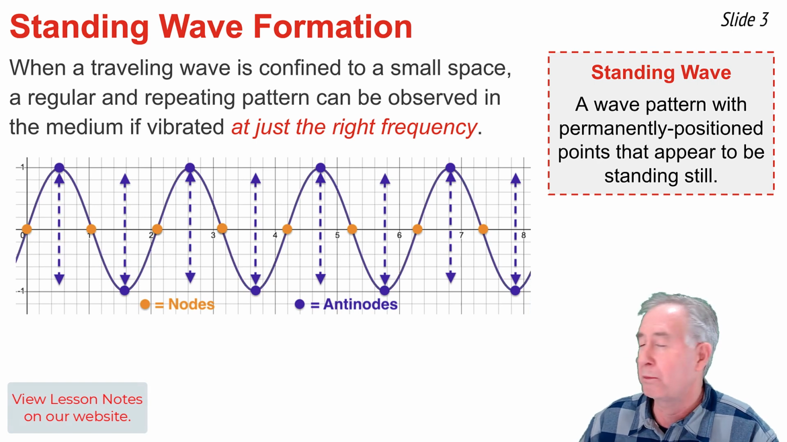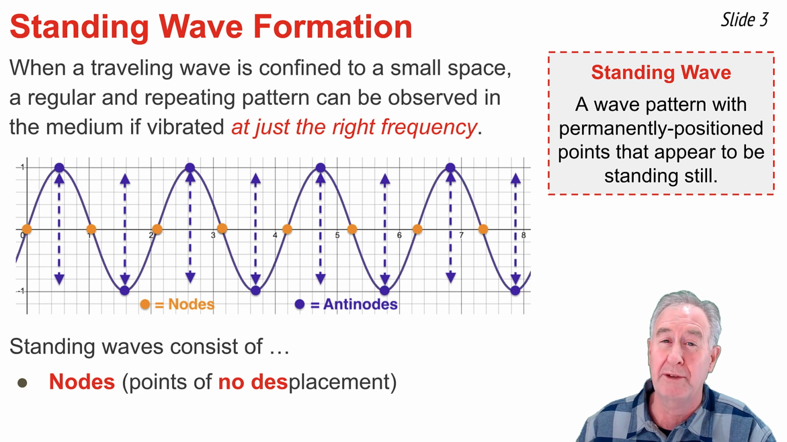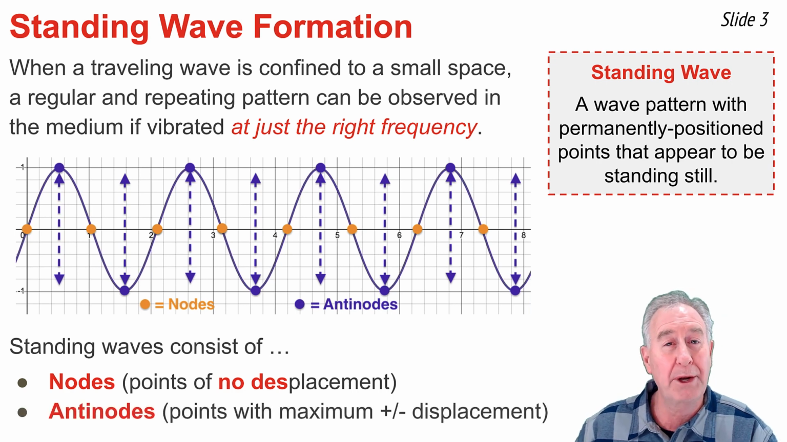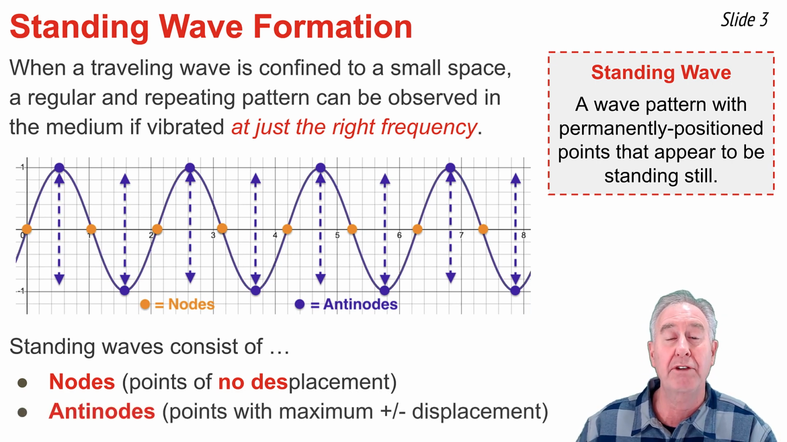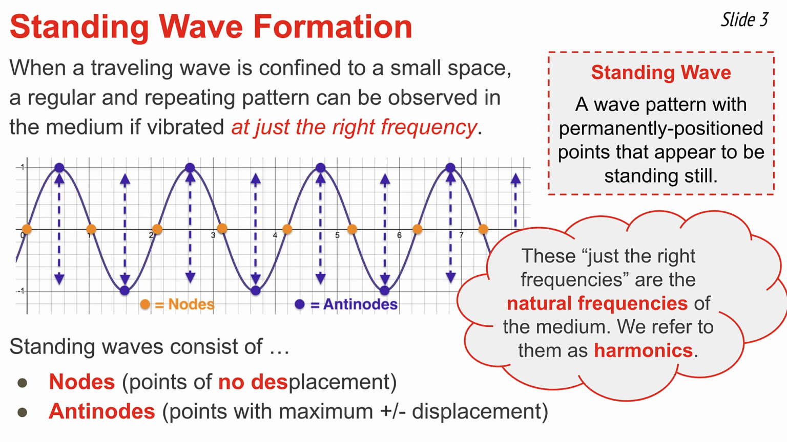The gold points that are marked on the diagram are the nodal points, the points that have no displacement from the usual resting position. And in between every nodal position is an antinodal point, a point along the medium that's vibrating wildly from a large positive displacement to a large negative displacement. For the sake of this video, it's important to recognize that these just the right frequencies, or natural frequencies, which form standing waves within the rope, are referred to as harmonics or harmonic frequencies.